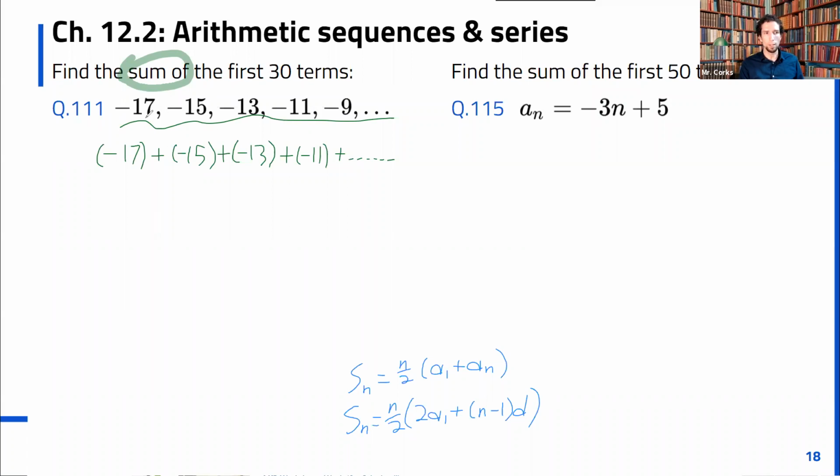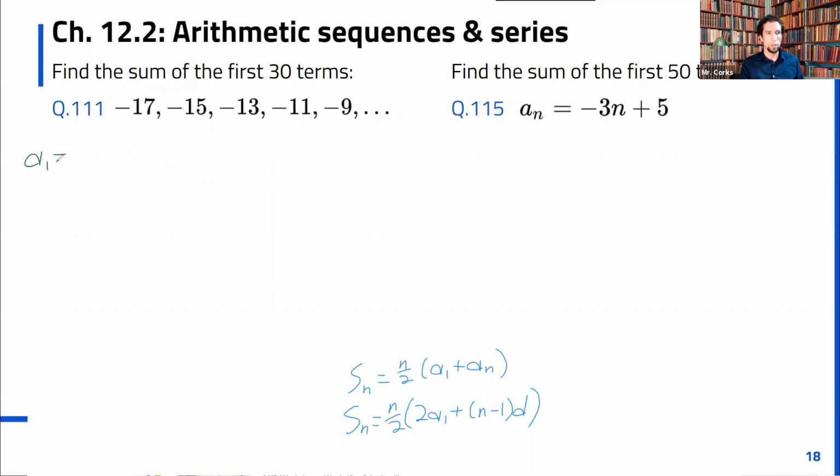On the one on the left here, Q11, let's see what we need. A1. Yes, we have a1. I'm just going to erase this for space. A1 is equal to -17. We have that. We want the first 30 terms, so n is 30. And our Sn is the thing we're trying to find.